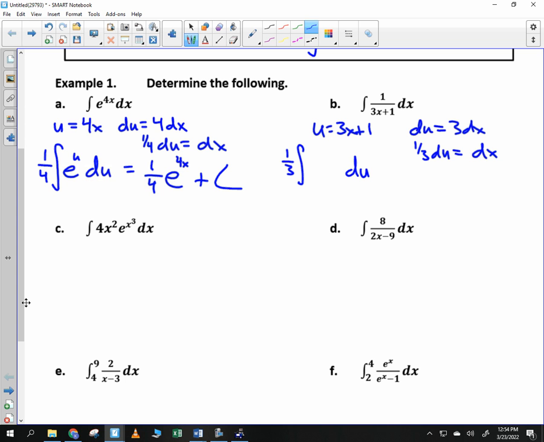If I put the 1/3 and the du down, let's look back at our integral to see what stays and what goes away. The substitution says that I get rid of the dx, and then u is 3x plus 1, so u goes there. So what remains? 1 over u. Good. What is the antiderivative of 1 over u? Natural log. So we have 1/3 natural log of the absolute value of 3x plus 1 plus c.